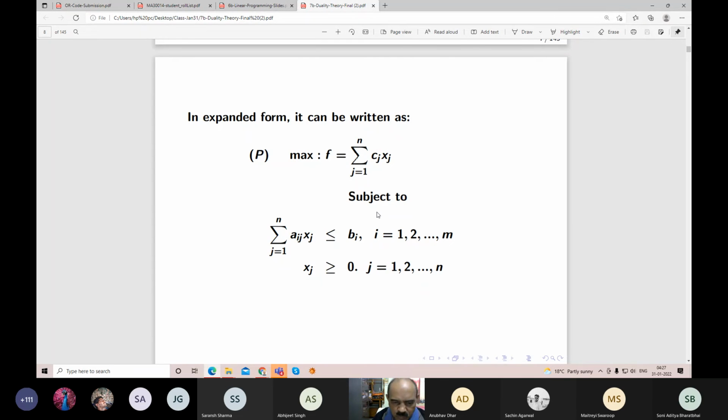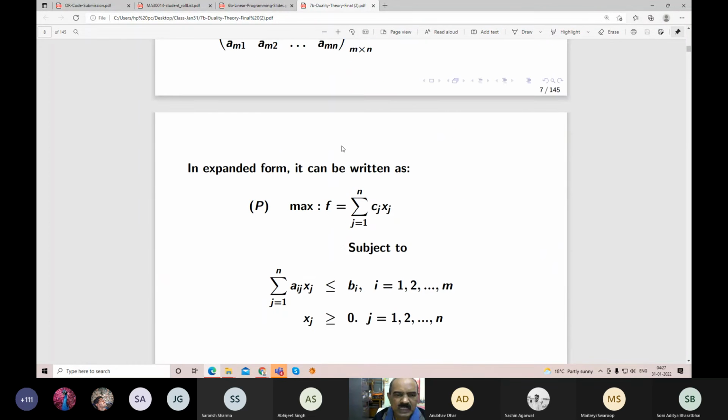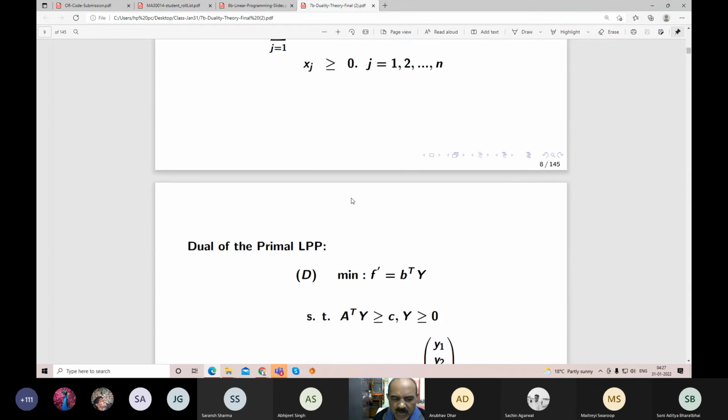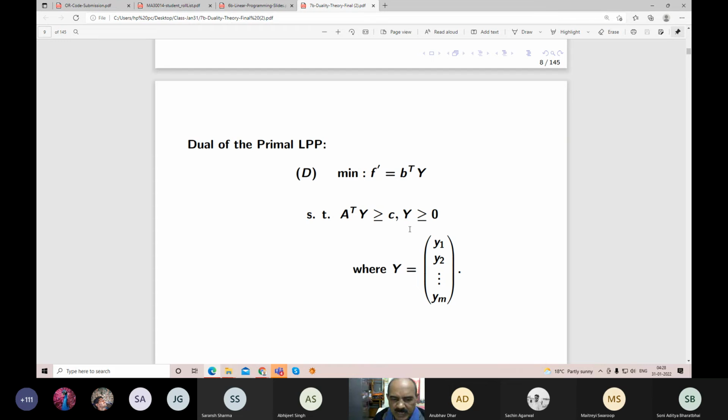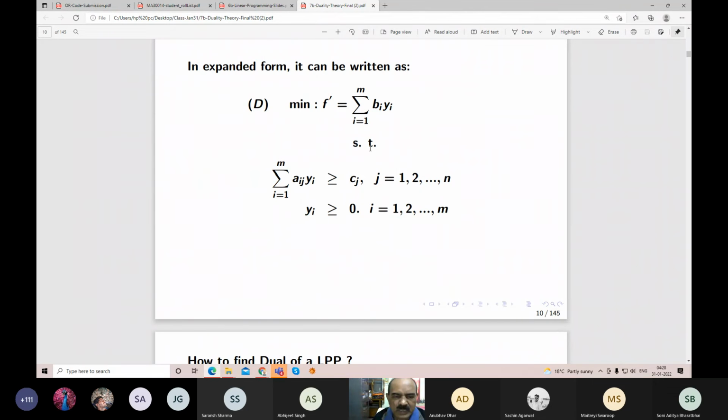But see here what we are going to do. If this is the primal, we write it in this form, and the dual is like this. In matrix form, the dual is: minimize f dash equals b transpose y, subject to a transpose y greater than or equal to c, y non-negative. The y1, y2, up to ym are the components. In the expanded form, this is the dual.